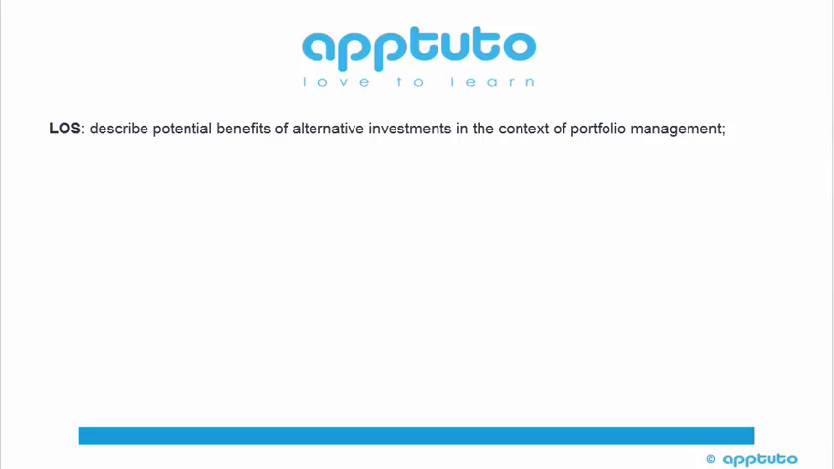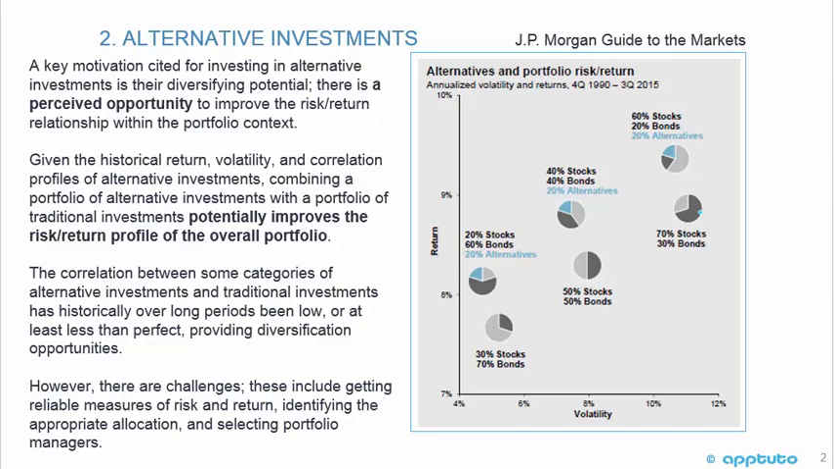This LOS is describe potential benefits of alternative investments in the context of portfolio management. Alternative investments. A key motivation cited for investing in alternative investments is their diversifying potential. There is a perceived opportunity to improve the risk-return relationship within the portfolio context.